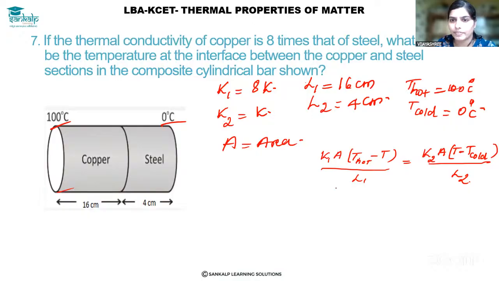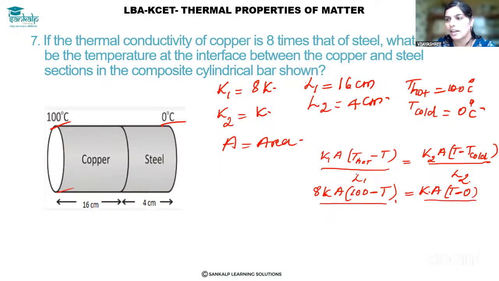So what is it now? K1 is 8K into area. Area is constant throughout the cylinder. T hot is 100 degrees Celsius. T, we don't know. K2 is K, into A. T minus T cold, that is 0 degree Celsius. Divided by, here there is divided by on both sides. L1 is how much? 16 centimeter. L2 is equal to 4 centimeter. Right? So now if we simplify this, we get the temperature.